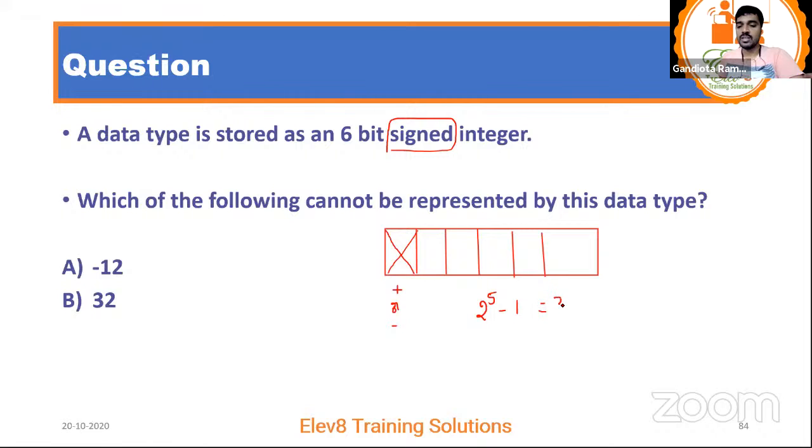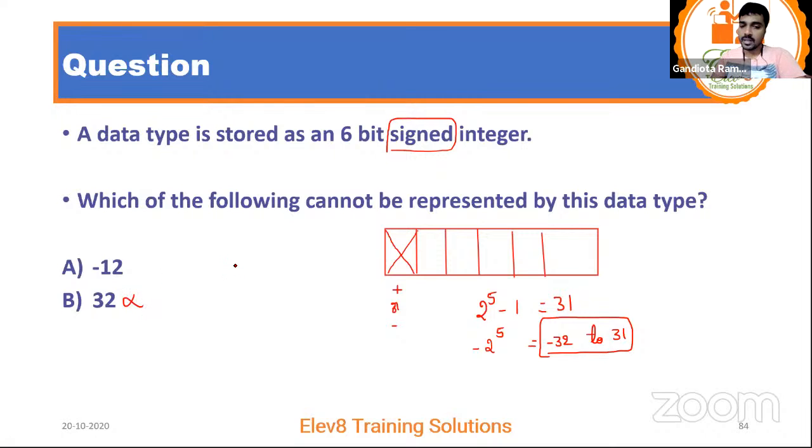What is the maximum value? 31. What is the minimum value you are going to store in that? So minus 2 power 5. So ante minus 32. Minus 32 ma. So minus 32 to 31 మాత్రమే మీరు స్టోర్ చేయగలరు. 31 మాక్సిమం వాల్యూ మాత్రమే స్టోర్ చేయగలరు. సో దిస్ ఇస్ ద రాంగ్ ఆన్సర్.